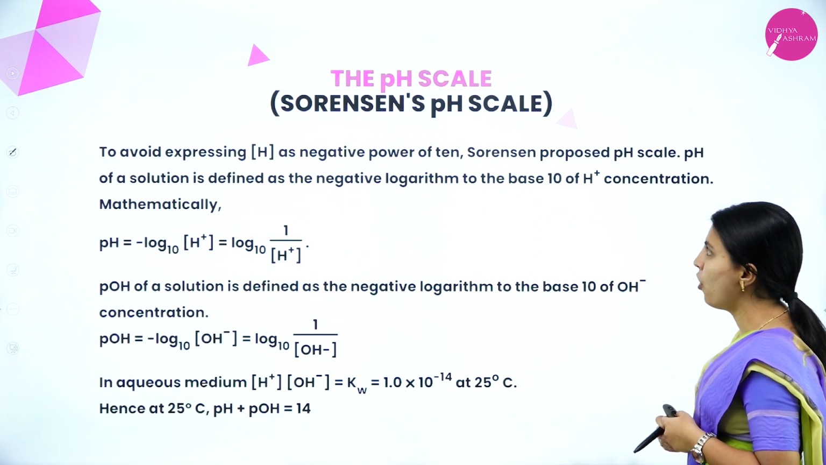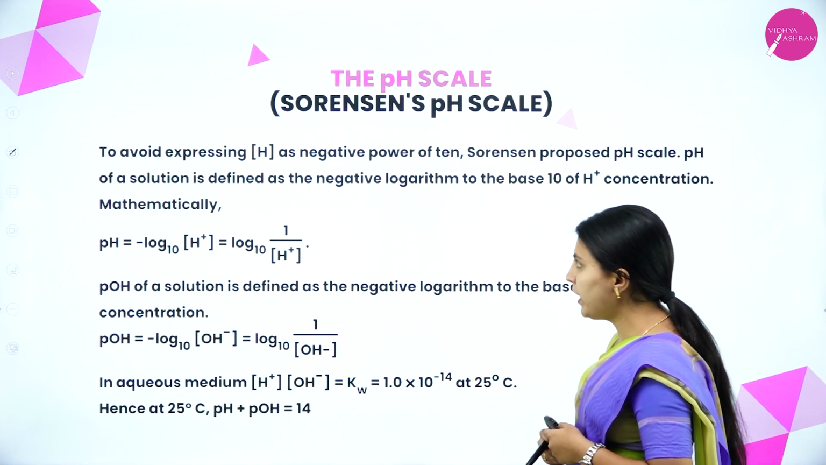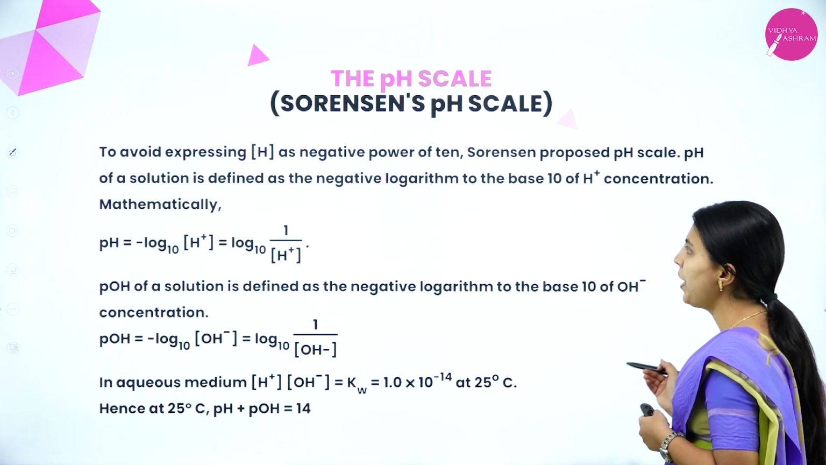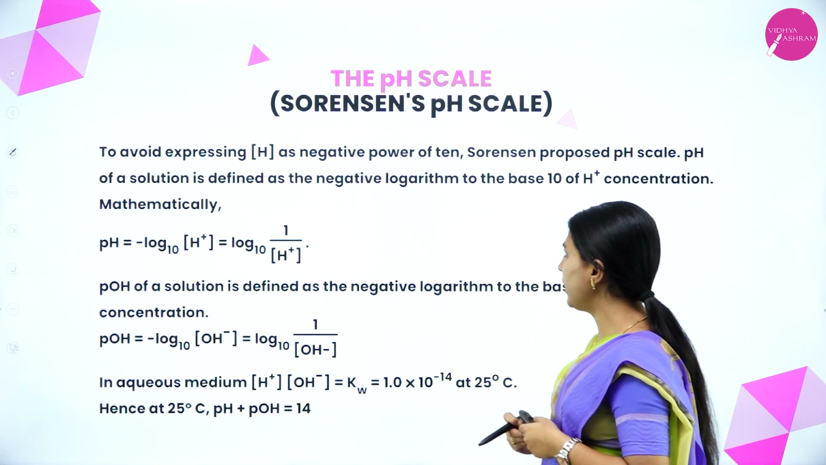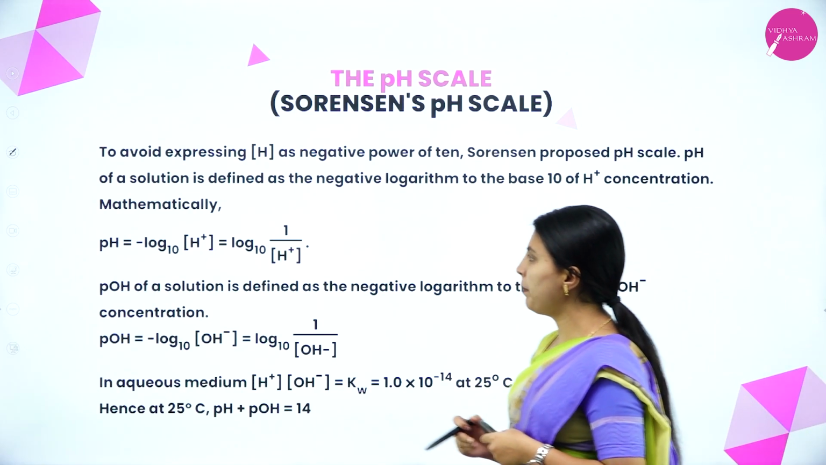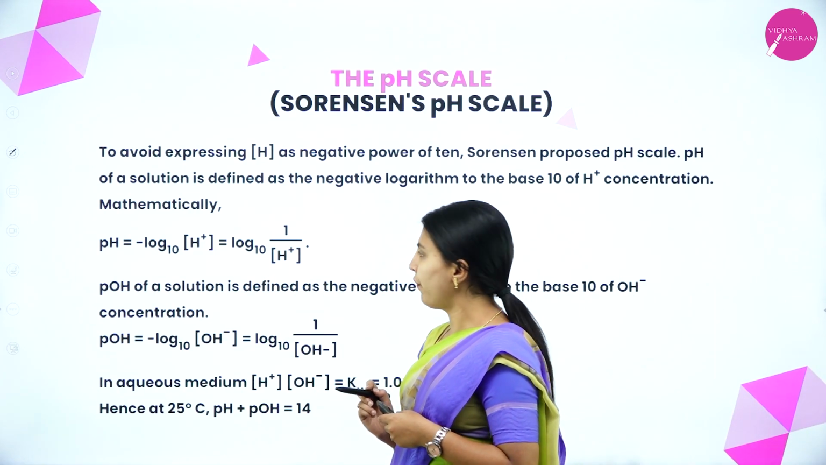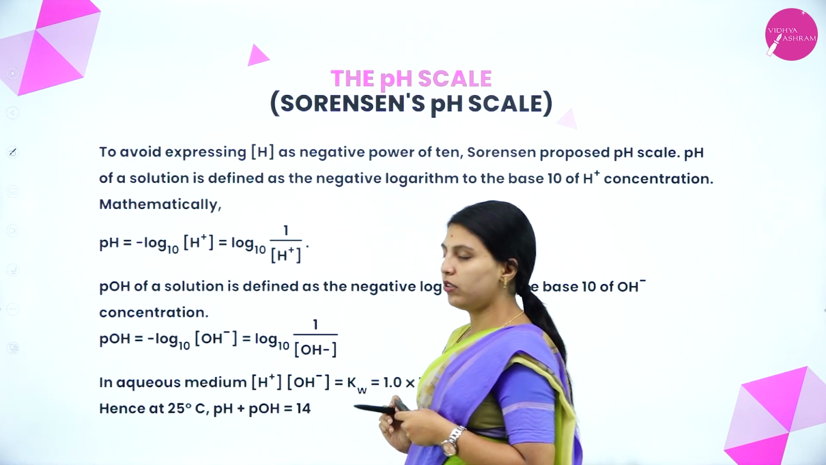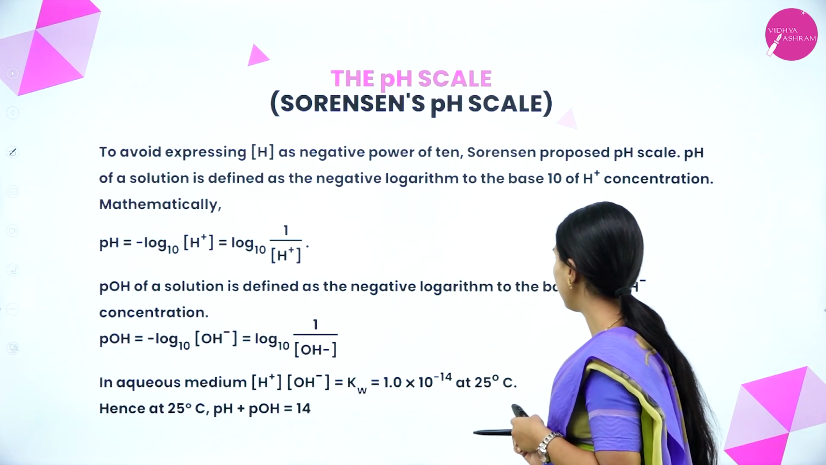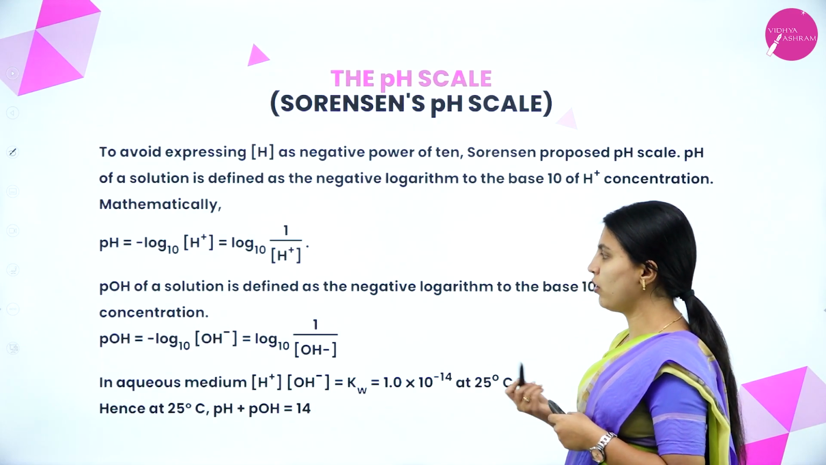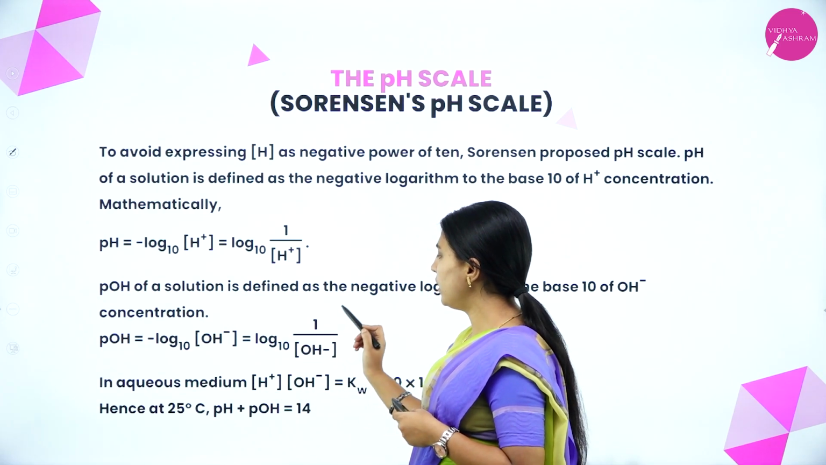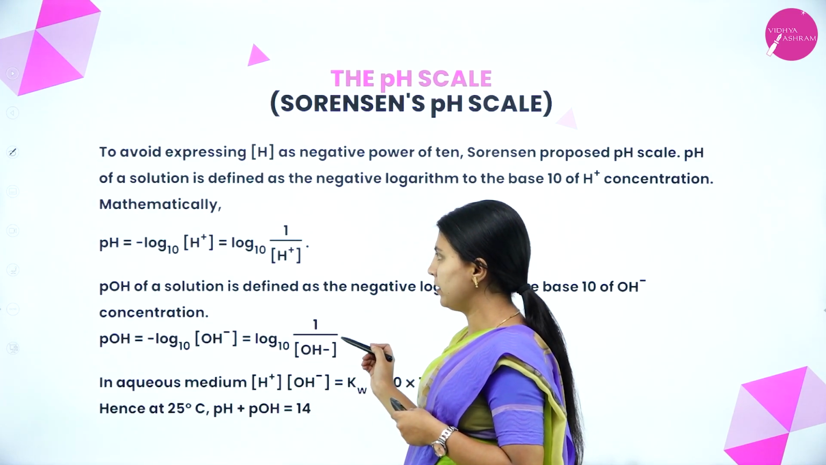Next, the pH scale or Sorensen's pH scale. To avoid expressing H plus as a negative power of 10, Sorensen proposed the pH scale. pH of a solution is defined as the negative logarithm to the base 10 of H plus concentration. Mathematically, pH equals minus log 10 into concentration of H plus, equal to log 10 of 1 by concentration of H plus. Okay. pOH of a solution is defined as the negative logarithm to the base 10 of OH minus concentration. See, minus log 10 into OH minus equals log 10 into 1 by OH minus.